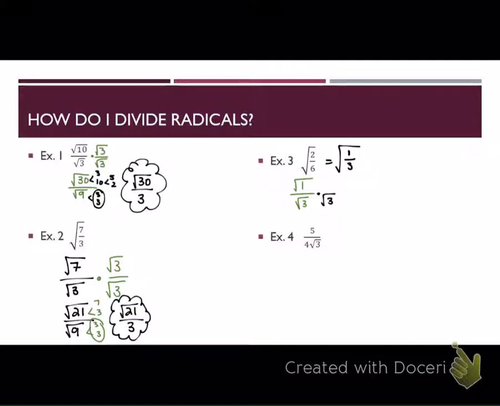Yeah, we need to stop using the square root of 3. So the numerator becomes the square root of 3. The denominator becomes the square root of 9. There's no tree for that one.